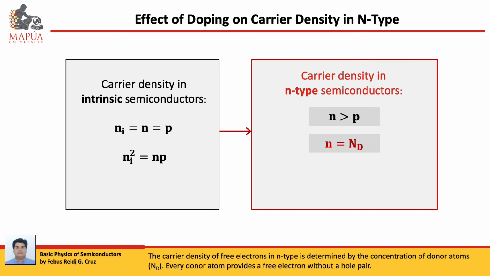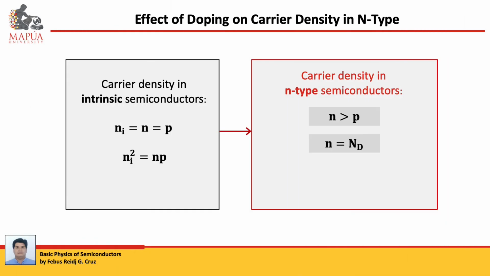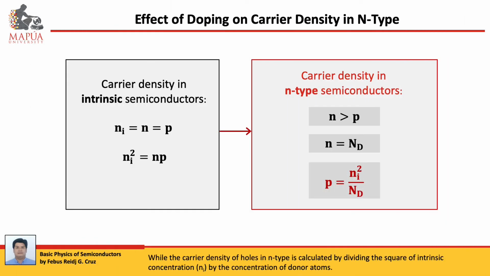The carrier density of free electrons in N-type is determined by the concentration of donor atoms, N sub D. Every donor atom provides a free electron without a hole pair. While the carrier density of holes in N-type is calculated by dividing the square of the intrinsic concentration, n sub i, by the concentration of donor atoms.